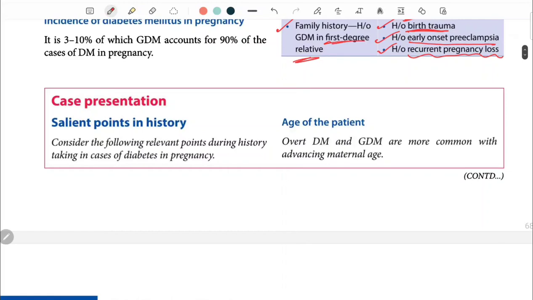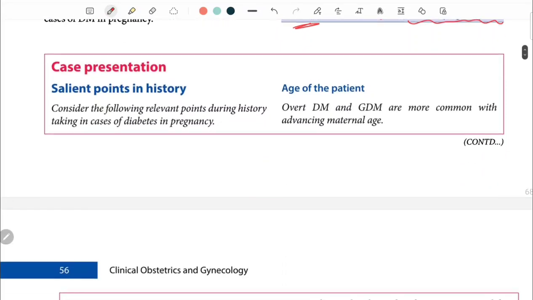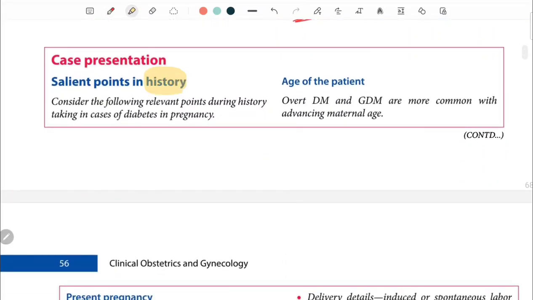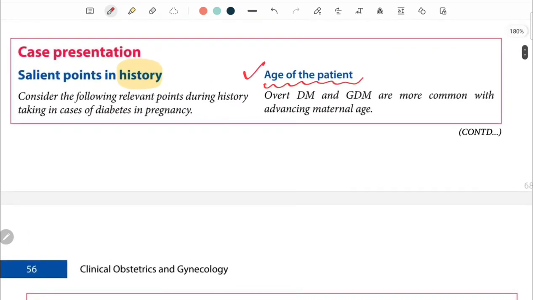So moving on to the case presentation. What are the salient points that you'll be asking in the history? First, consider the following relevant points during history taking in cases of diabetes in pregnancy. The first history that you'll be asking for is the age of the patient. How is age important in a GDM case? Overt DM and GDM are more common with advancing maternal age. As I said already, elderly gravida is a high risk factor for GDM.